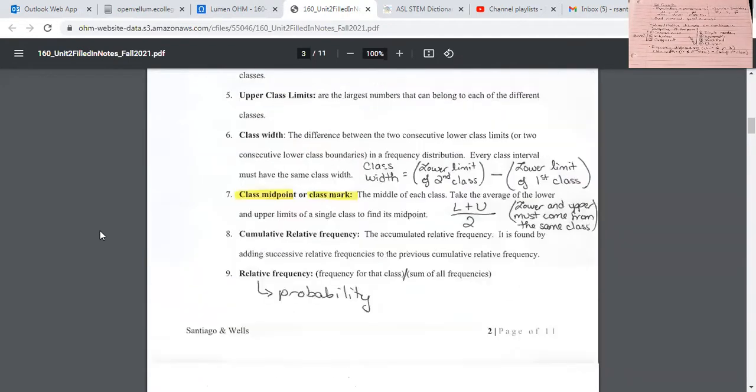Your class midpoint, that's another formula you should know. Class midpoint. This is when you take the lower limit and the upper limit of the same class and you divide by 2. So lower limit plus upper limit divided by 2, both from the same class.